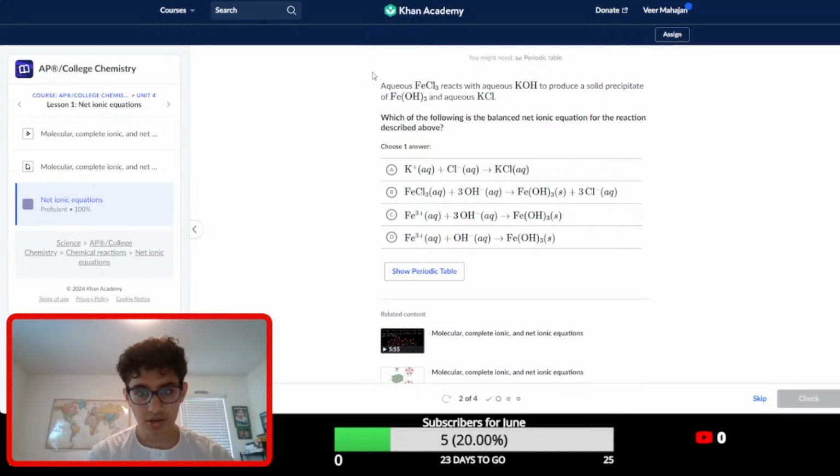Okay, next one, aqueous FeCl3 reacts with potassium hydroxide. I don't know the names too well, so that's fine. And aqueous potassium chloride and a solid precipitate of this. So that will be put in the solid state, which we can see in all of these three. So that's correct. Aqueous reacts with the aqueous. And okay, we want a balanced net equation.